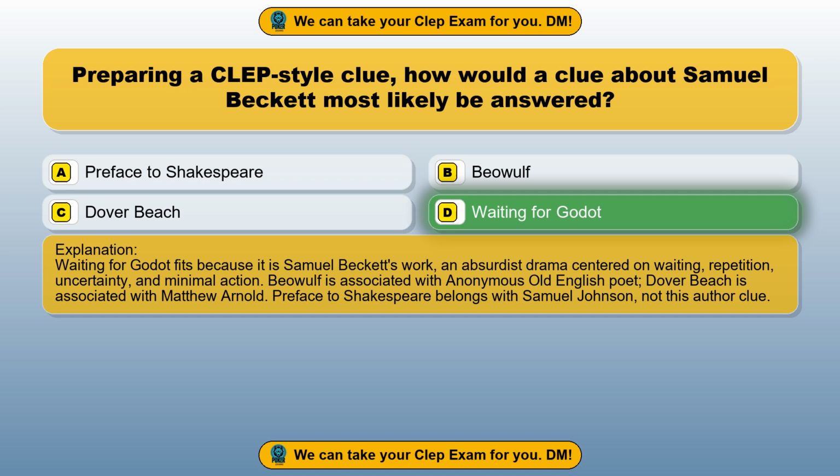Waiting for Godot fits because it is Samuel Beckett's work, an absurdist drama centered on waiting, repetition, uncertainty, and minimal action. Beowulf is associated with an anonymous Old English poet. Dover Beach is associated with Matthew Arnold. Preface to Shakespeare belongs with Samuel Johnson, not this author clue.